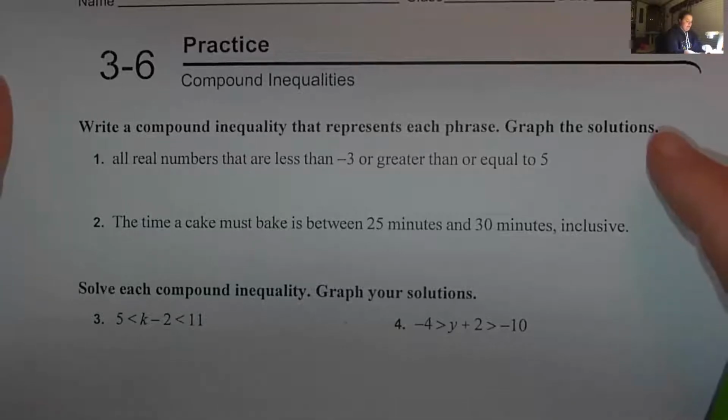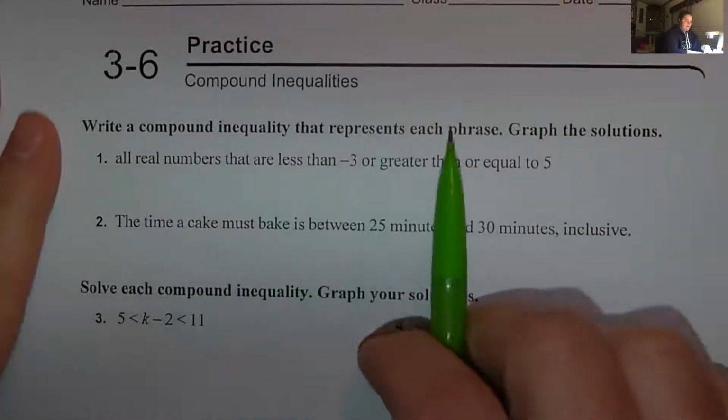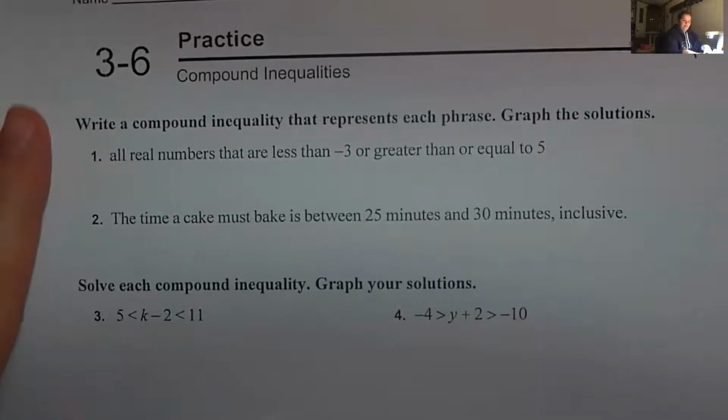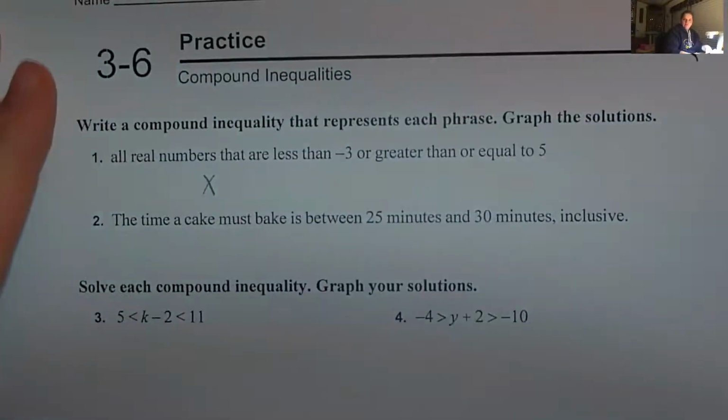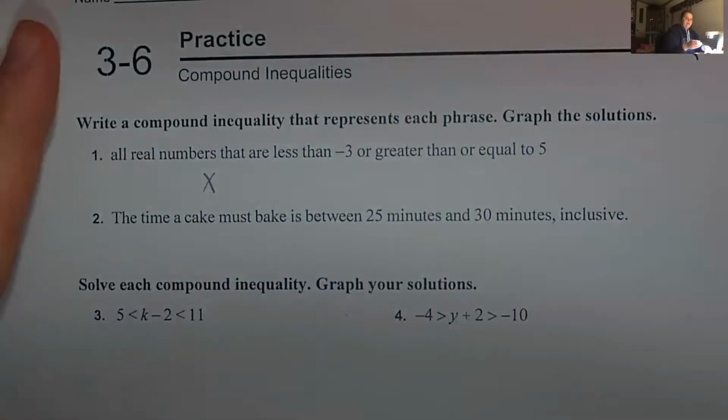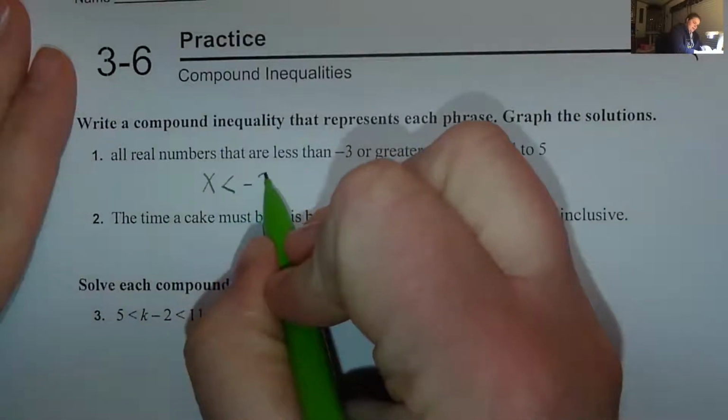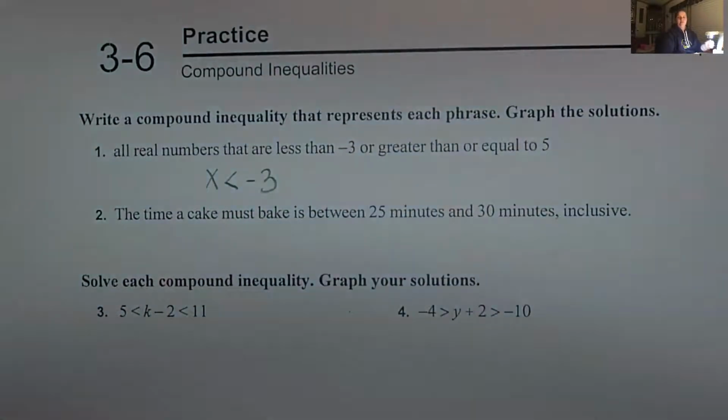Okay, so when we look here, it says write a compound inequality that represents each phrase and then graph the solutions. So just thinking about that, we'll go and do number one. It says all real numbers that are less than -3. So that's one part of it, or greater than or equal to 5. So that's the second part of it. So there's two parts. We have all real numbers, we're just going to call it X or whatever letter you would like, less than -3. So I'm going to put X less than -3. Okay, that's the first one.